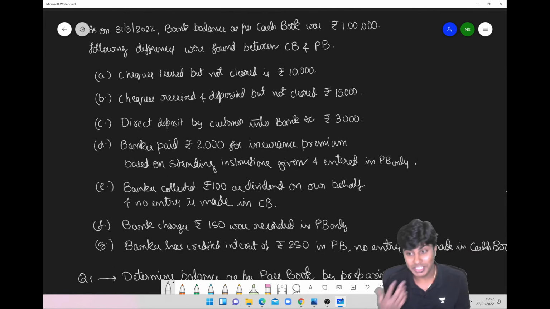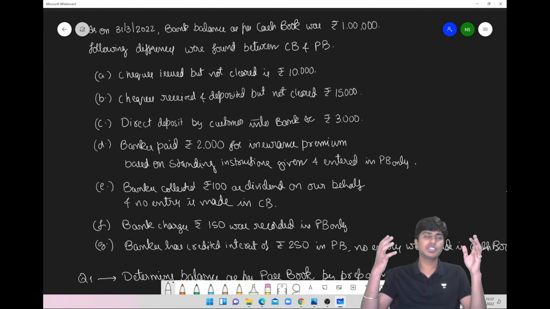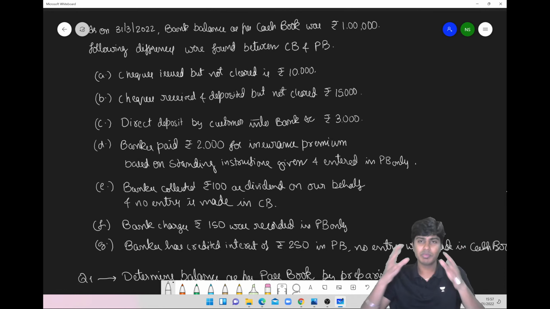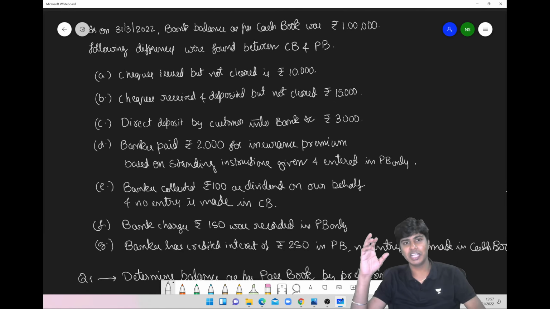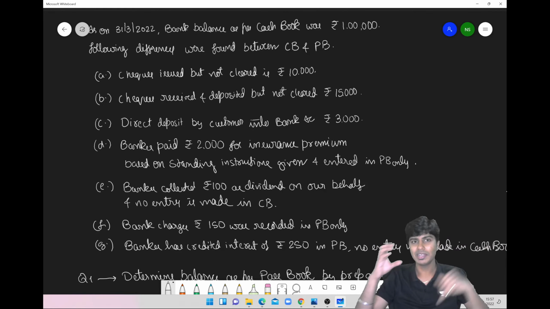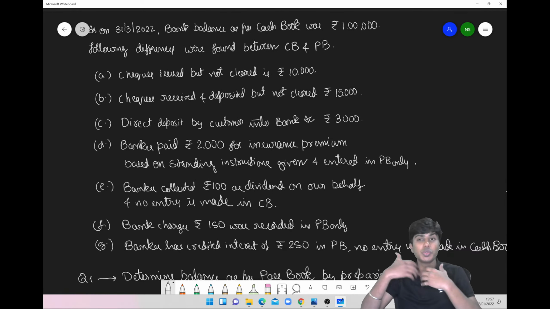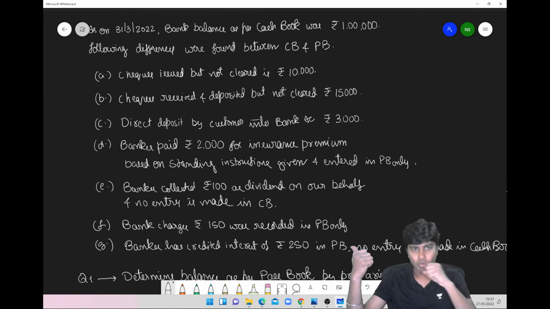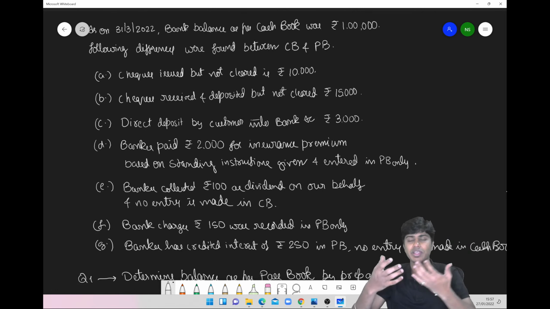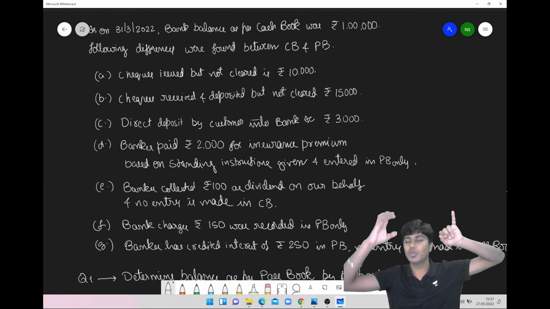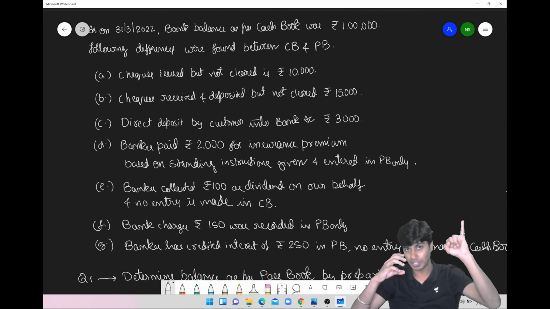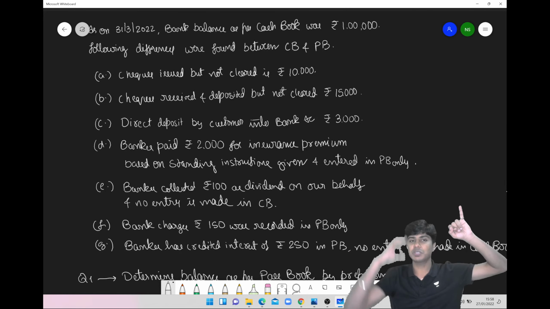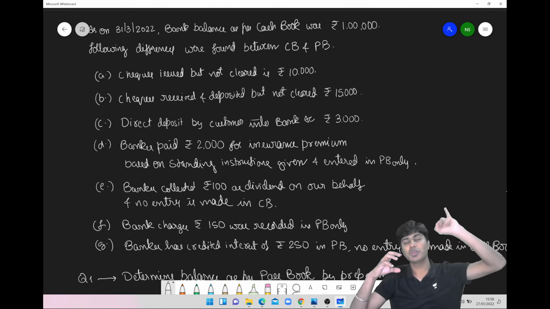When the checks have been issued, what happens? Whenever you issue the check, you make the entry in your books. So when you make the entry, your balance as per cash book will decrease. See, this represents my cash book and this represents my passbook. I issue a check. When I issue a check, my balance as per cash book would reduce, and the entry is not made in the passbook, so balance as per passbook has not reduced.